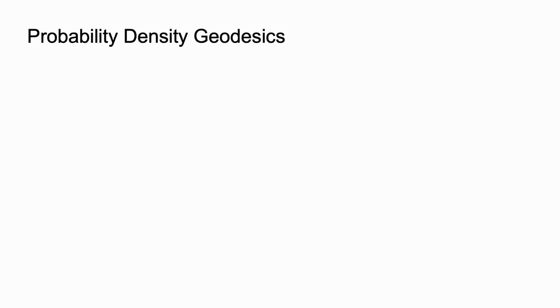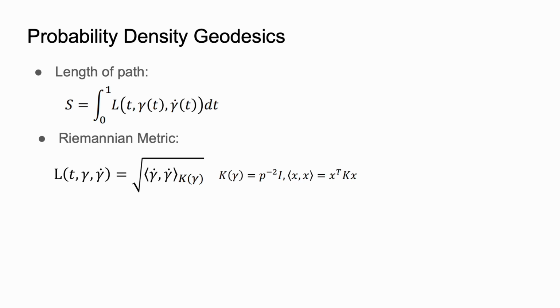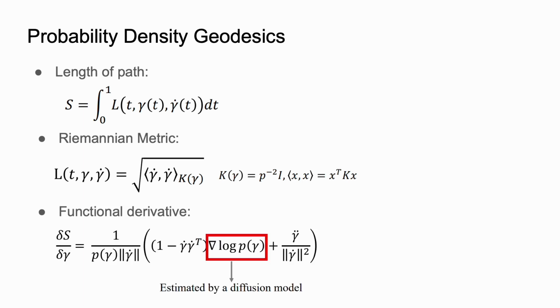To compute such a geodesic, we first define the length of a path gamma as an integral over a cost function along the path. The cost function is a Riemannian metric. We formulate it as the Euclidean velocity weighted inversely by the probability density at each point. We then compute the functional derivative given this path length definition. By minimizing the functional derivative, we can optimize the path to geodesic. We use the score distillation function of the diffusion model to estimate this nabla log p gamma.